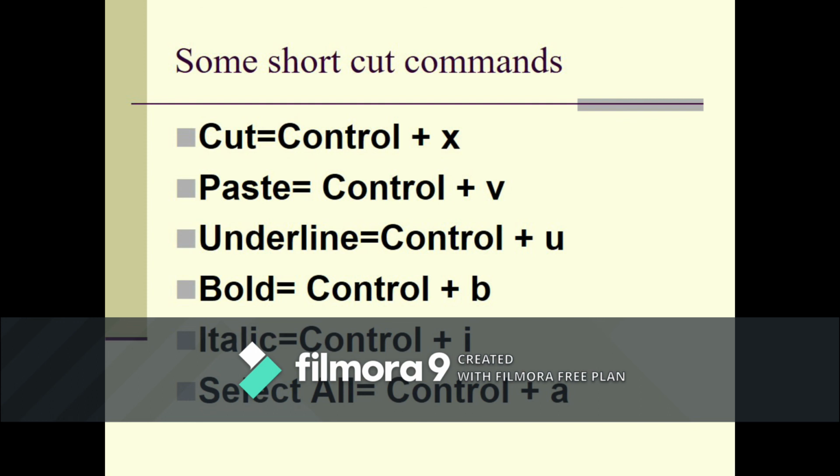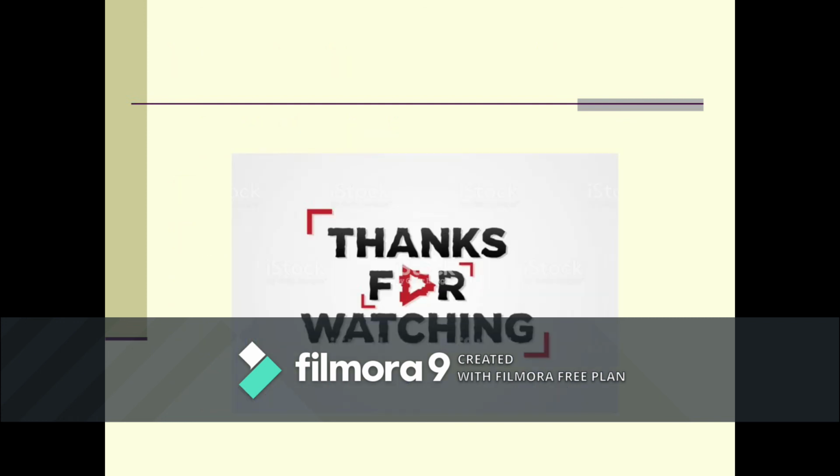To cut, we press Ctrl plus X. To paste, we press Ctrl plus V. If we want to underline our text, we press Ctrl plus U. If we want to bold our text, we press Ctrl plus B. If we want to make our text italic, then we press Ctrl plus I. If we want to select the whole document in MS Word, then we press Ctrl plus A together.